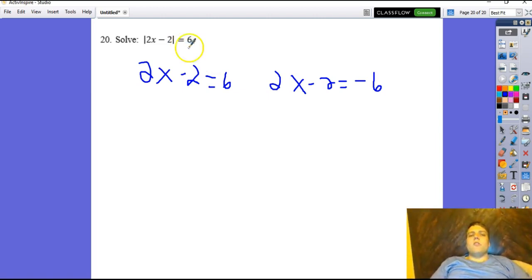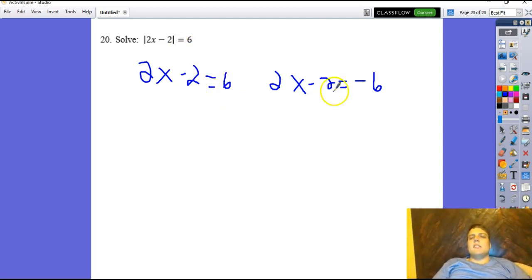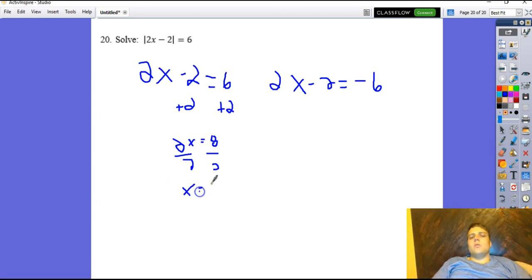So I set up my two equations, where 2x minus 2 is equal to 6, and 2x minus 2 is equal to -6. And then I solve for x by adding 2. So I get 2x is equal to 8. Now I need to divide by 2 on both sides. So that gives me x is equal to 4.